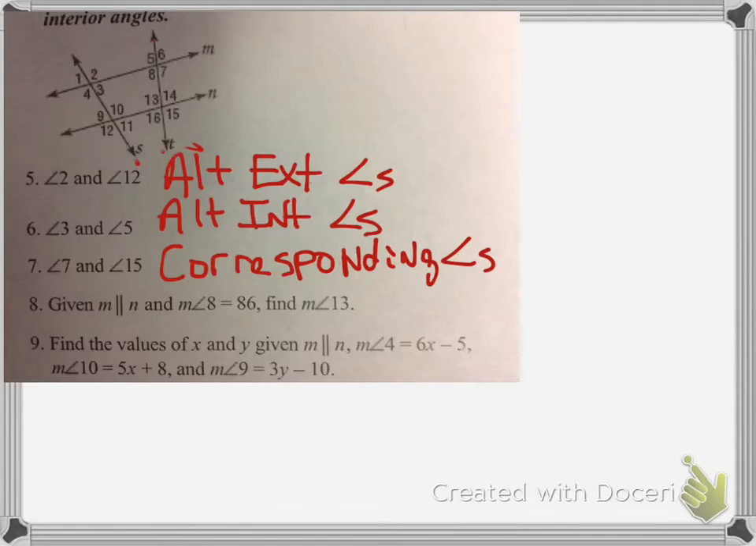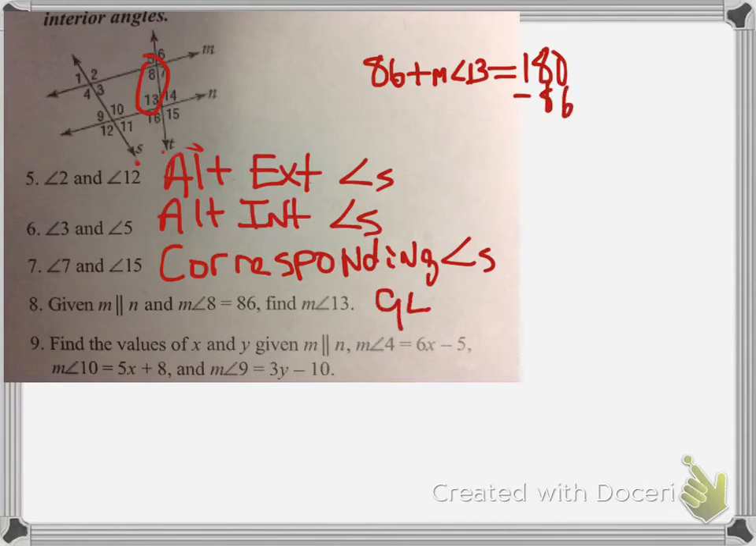Okay, so angles 8 and 13, notice here, are consecutive interior. So that means they add up to 180. So I'm saying here 180 is equal to the 86 plus the measurement of angle 13. So if I subtract out the 86, I should get 94. So here the measurement of angle 13 is 94 degrees.